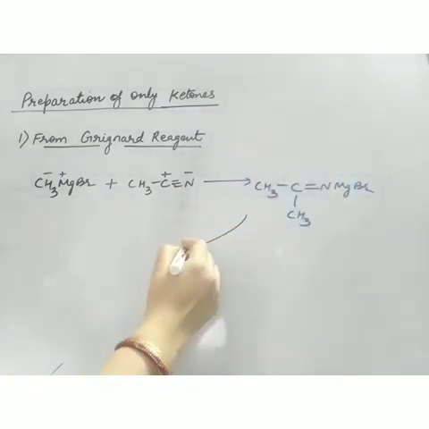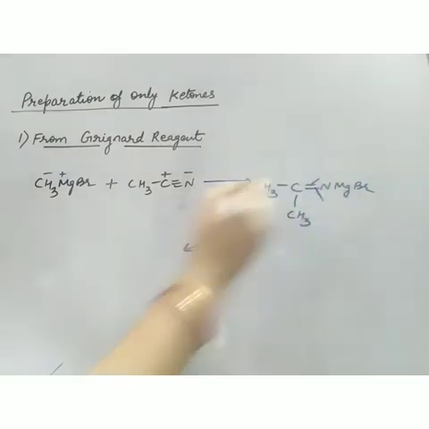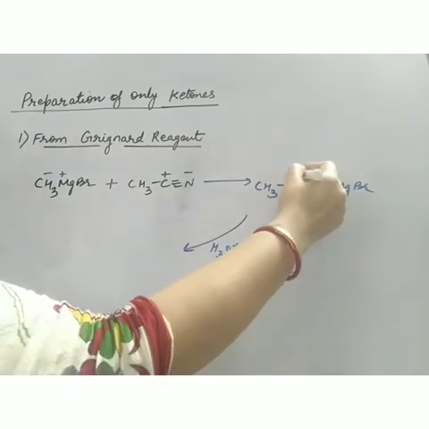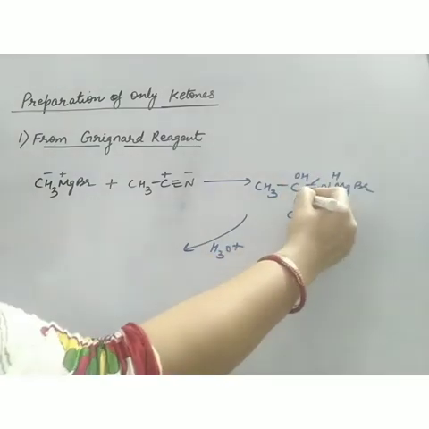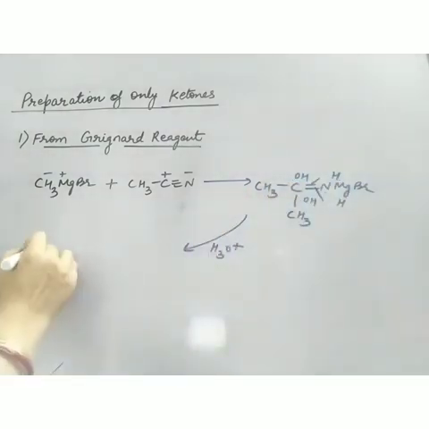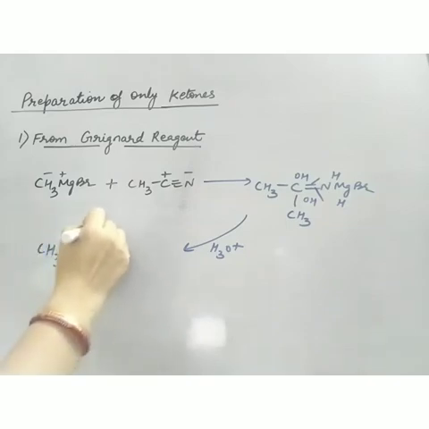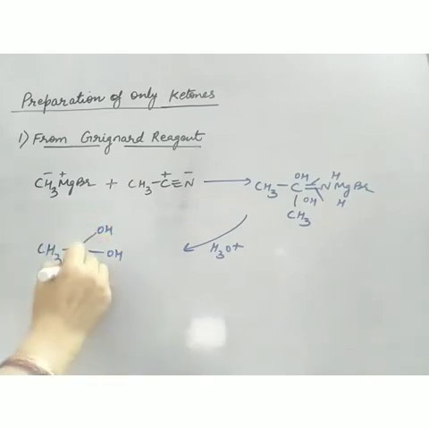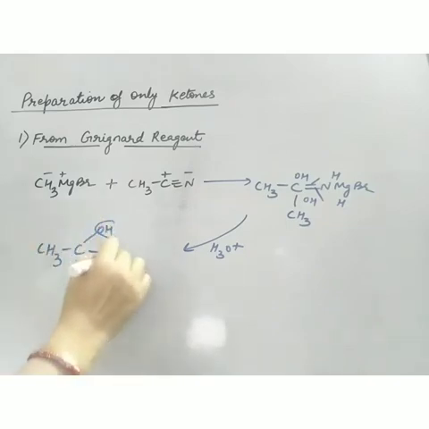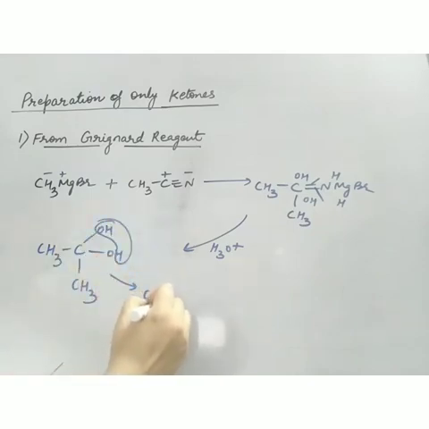Now it is subjected to hydrolysis, and when it is subjected to hydrolysis, what will happen? Now both these bonds will break. OH here, H here, H here and OH here. So I will get this compound. Now water is removed and this compound is your ketone.